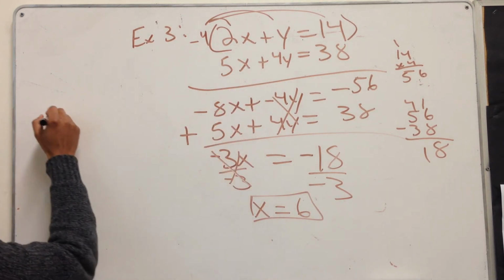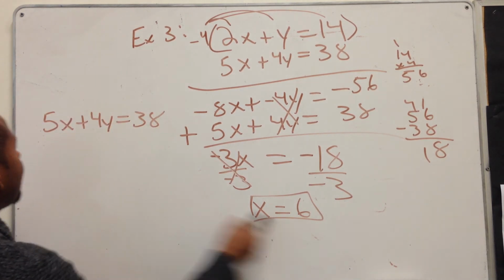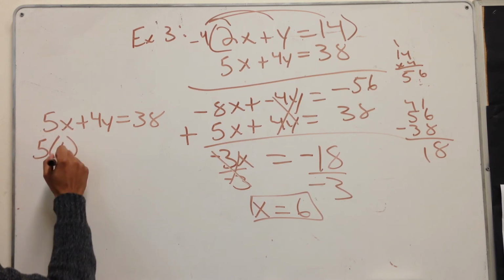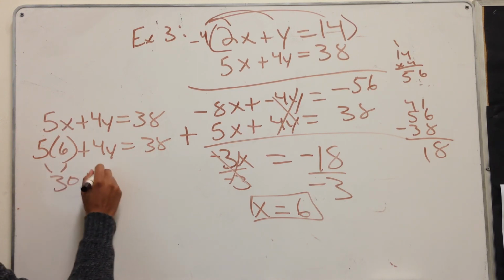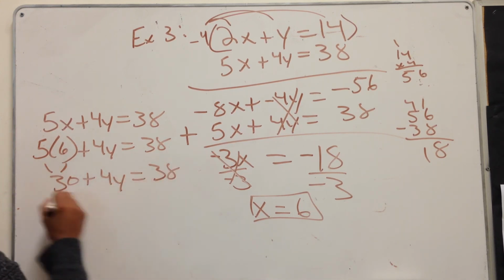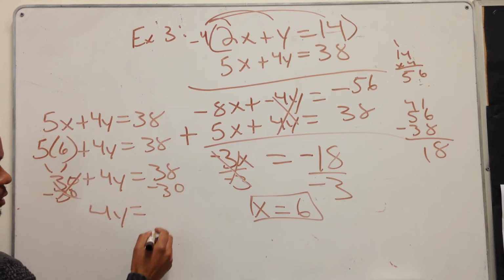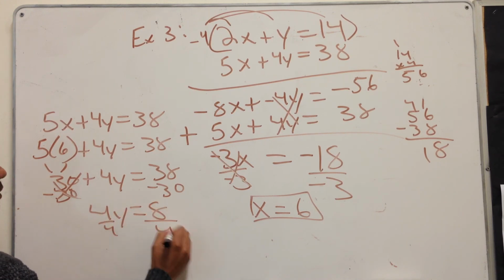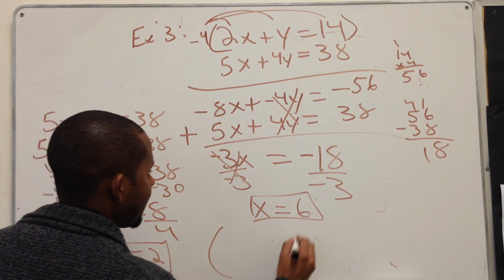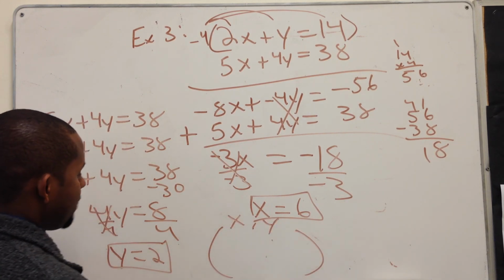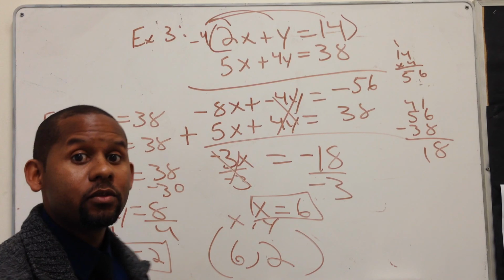So I'm going to plug it back into one of these equations. 5x plus 4y equals 38. We found out that x equals 6. So 5 times 6 plus 4y equals 38. This is 30 plus 4y equals 38. 4y equals 8. Y equals 2. So my final answer, my place where the lines would cross, is x equals 6, y equals 2.